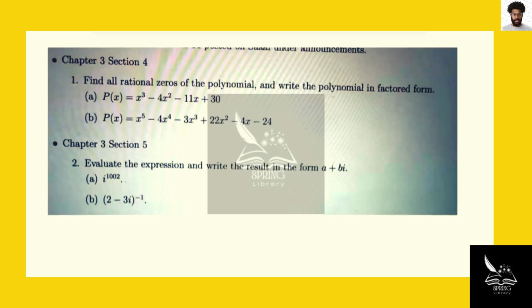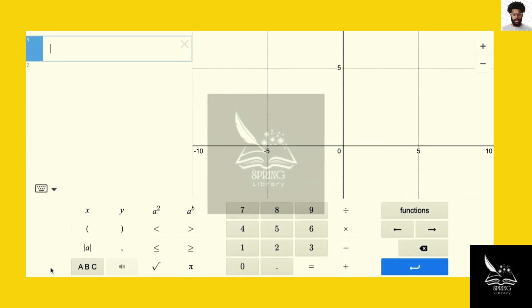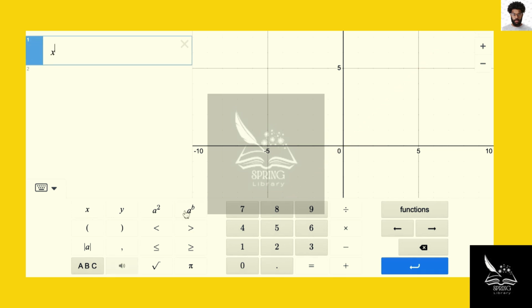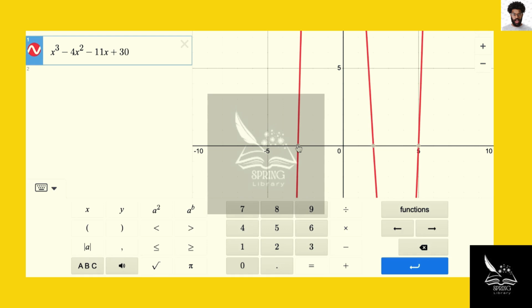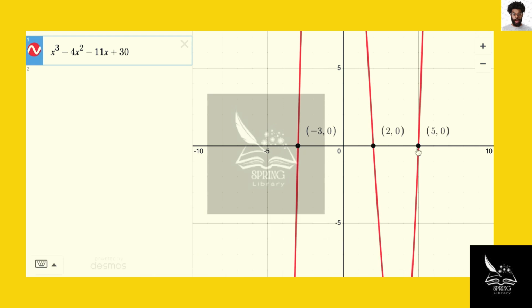If we want to find all the rational zeros and put it in factored form, you can look at the graphs of them first. So if we look at x cubed minus 4x squared minus 11x plus 30, notice it has three zeros at negative 3, 2, and 5.